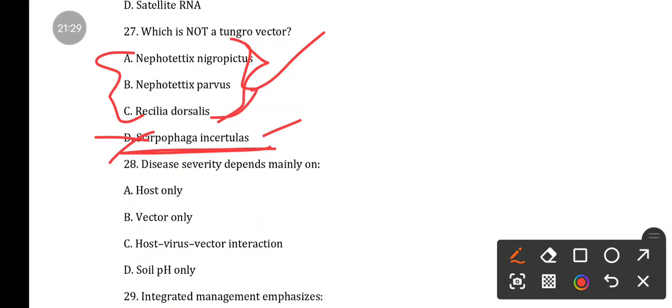These three are efficient vectors. Next, I forgot its common name actually. This is a very important harmful insect for the rice. Okay, you can just check it.